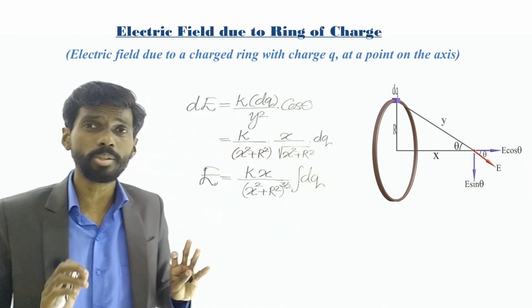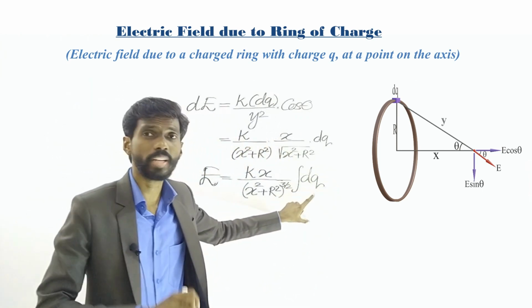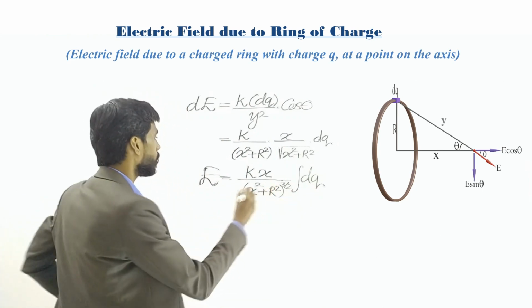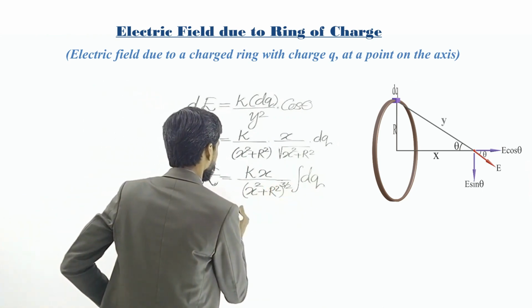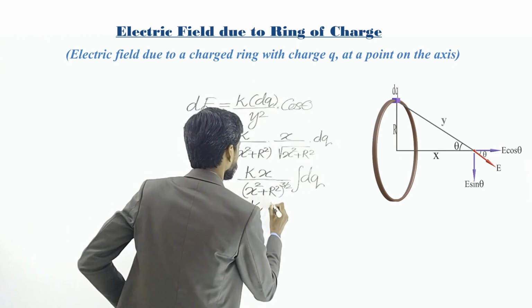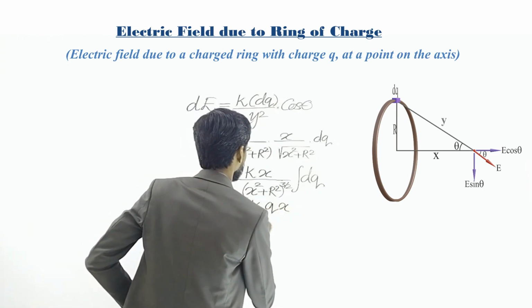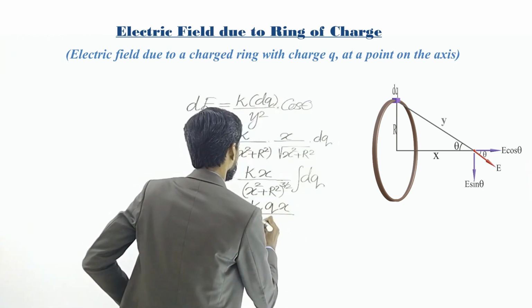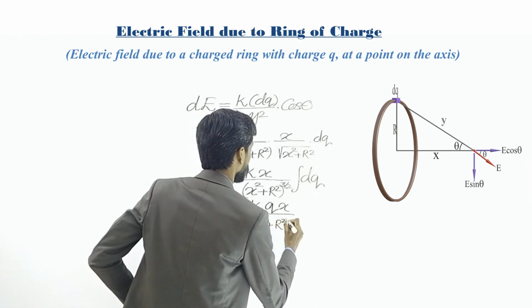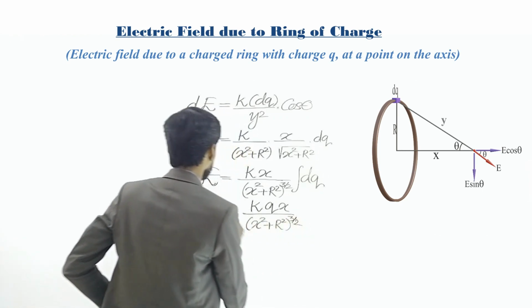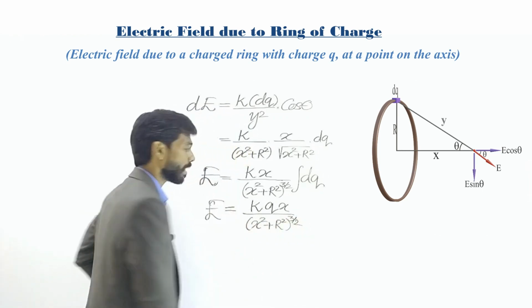So it is very easy to do the integration. What is the integration of dq? That is q, the total charge. So simply we get the answer, E equals kqx divided by x squared plus r squared to the power 3 by 2. Okay, that's all. So this is the electric field due to that ring.